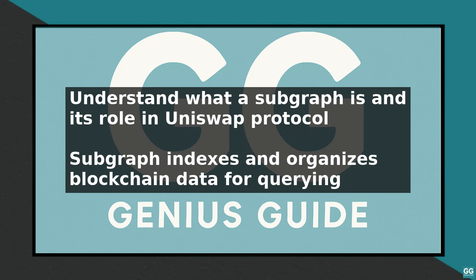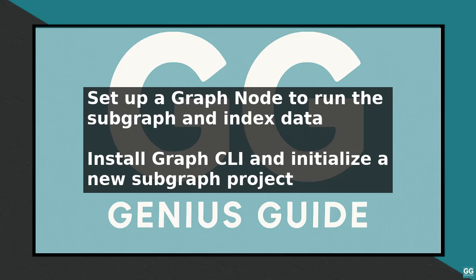Next, you need to define the schema for your subgraph, which determines the structure of the data that will be indexed. This is done by creating a schema file that specifies the entities and their relationships. After defining the schema, you need to write a mapping function that tells the graph node how to extract data from the blockchain and transform it into the schema you defined.